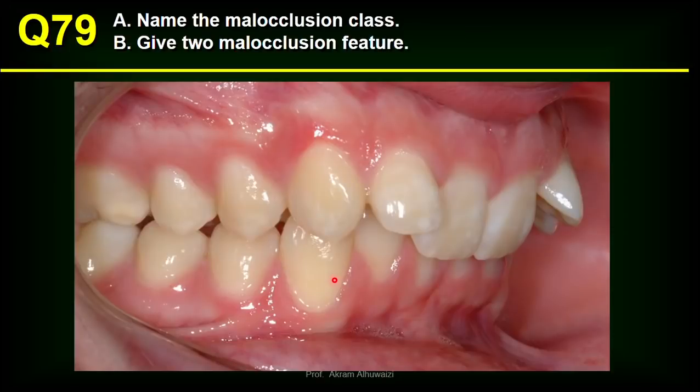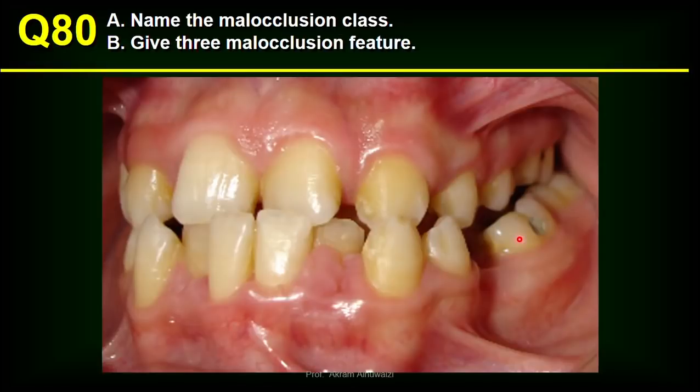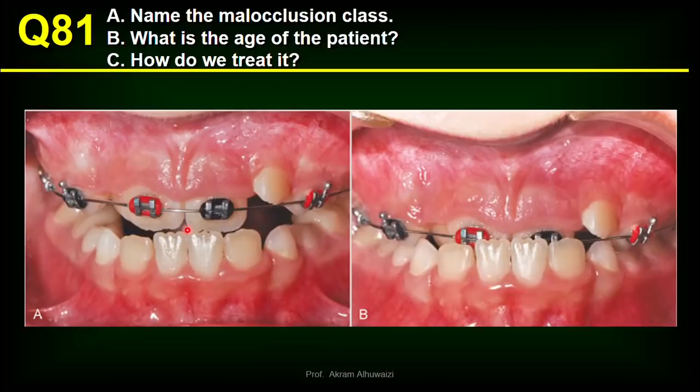What's the malocclusion of this one? It's a class 2 division 2 malocclusion, and the 2 malocclusion features, deep bite and retroclined upper central incisors. Name the malocclusion class would be class 3 malocclusion. Give 3 malocclusion features would be posterior crossbite, anterior crossbite, upper crowding, lower crowding, reverse overjet, etc.